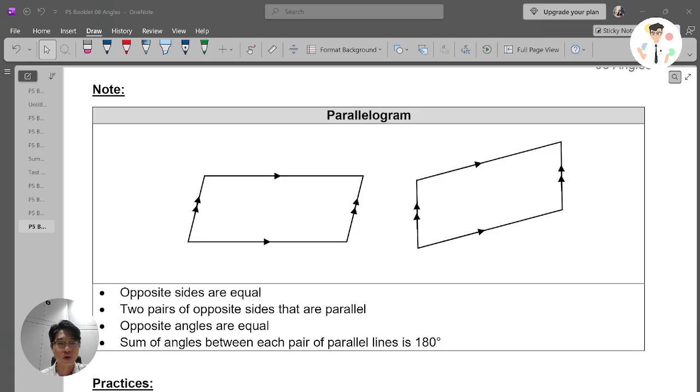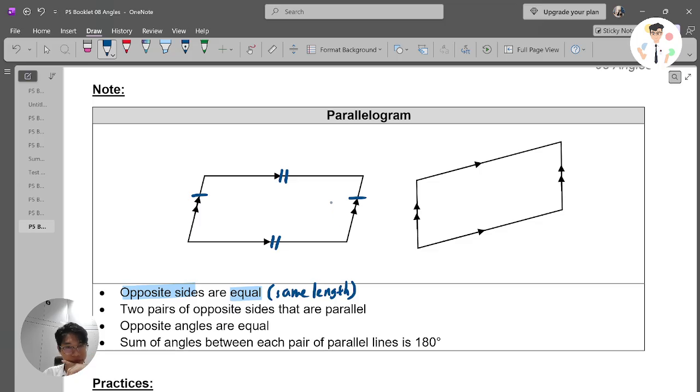What features does it come with? What characteristic does it come with? So the first thing you should know is that opposite sides of the angles, or opposite sides of the lines is actually equal. So for example, if this line and this line will actually be the same length. Again, when I say equal means the same length. Same length. And the same thing, this and this line will be the same length.